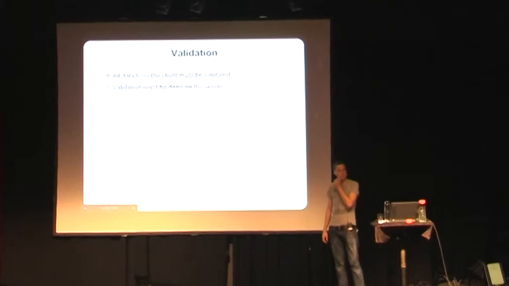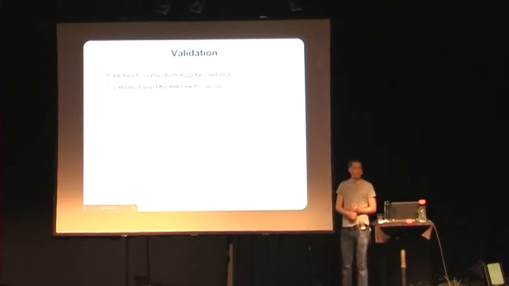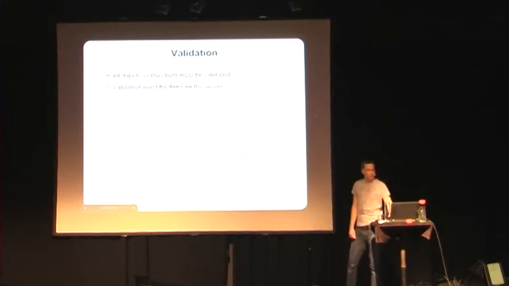Now we skip the V in QVC, and V is for validation. All data from the client has to be validated. So we're going to look at a simple way to validate the data from the server.